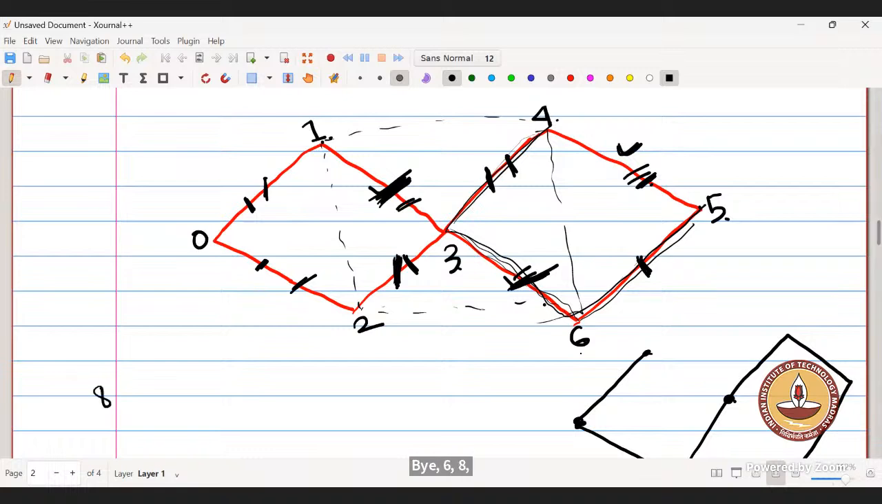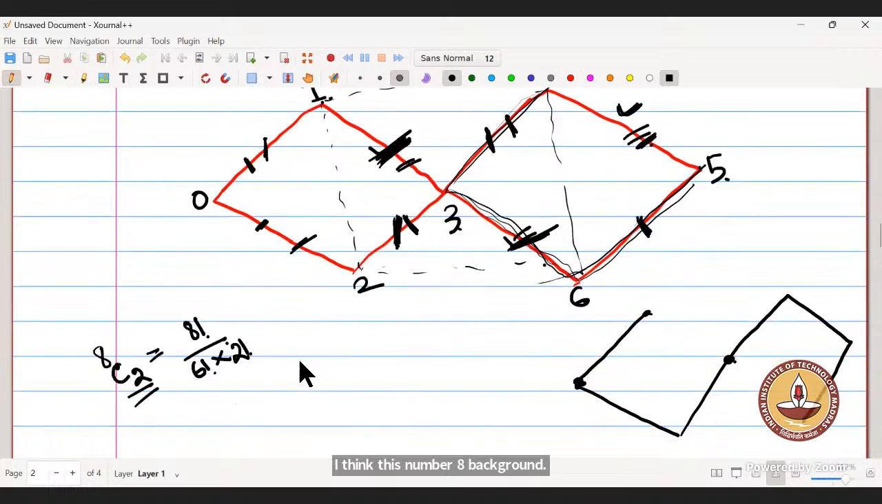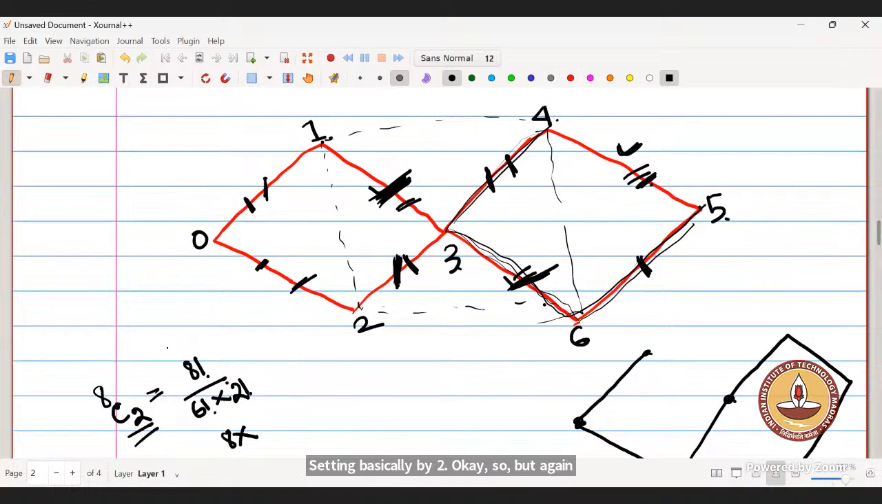What is this number? 8 factorial over 6 factorial into 2 factorial, right? So this is 8 times 7 by 2. But again, I still have a problem. If I remove this one and this one, is it going to be a spanning tree?